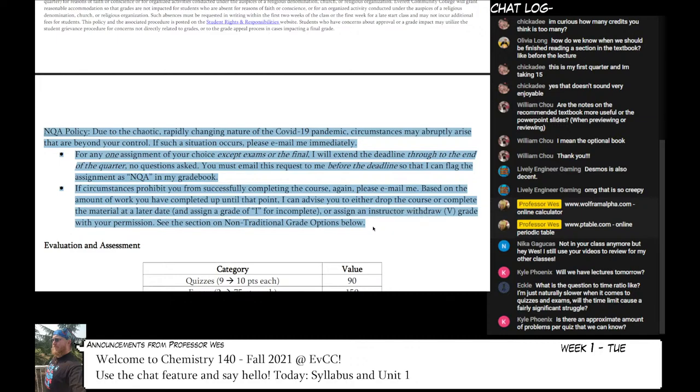Because it's a pandemic, because everybody has a bad day or week at times, you get overwhelmed, totally reasonable. I get overwhelmed all the time. I get it. If you have an issue that comes up that prohibits you from turning in something on time or doing something on a date, you get one NQA. No questions asked. I will break one of the rules and let you fix an issue that you have.